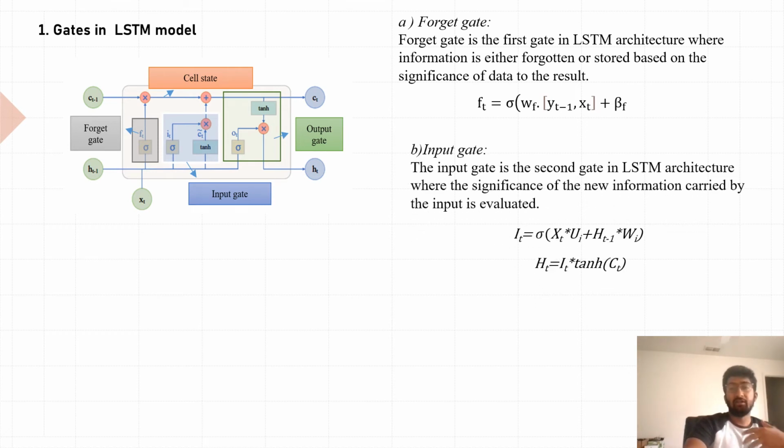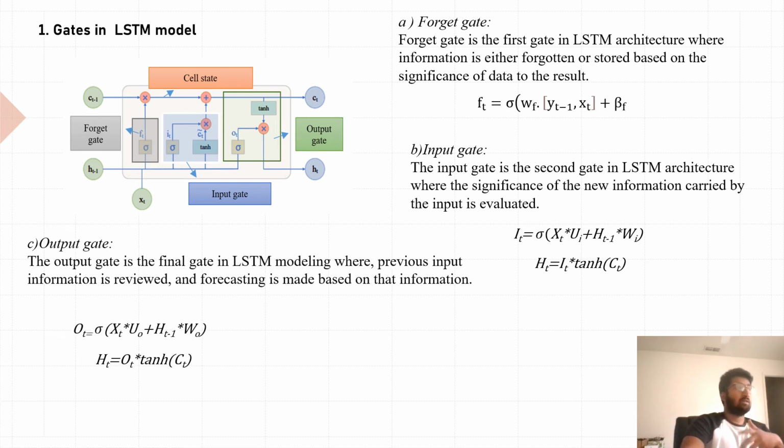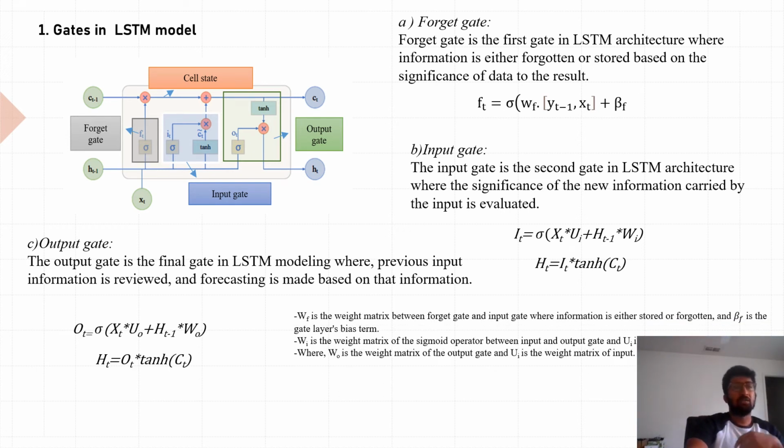In the input gate, the information comes from the forget gate, and it tries to understand the features of the data in this model. In the output gate, the prediction is made based on the information from the input gate. All the parameters here are the weight matrices, the biases, or the weights of each gate. So this basically is the architecture of the LSTM model.